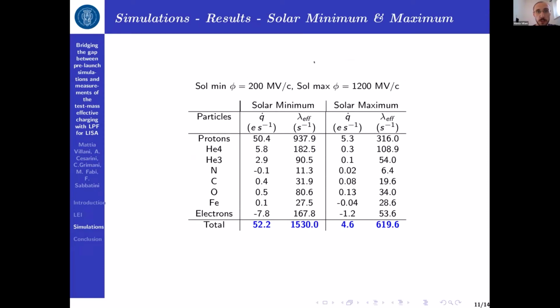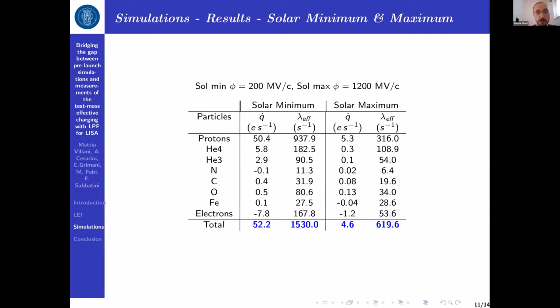Then we simulated the solar maximum and solar minimum, considering protons, helium-3, helium-4, nitrogen, carbon, oxygen, iron, and electrons. We see that in the net charge, the largest contribution is from protons, then follows that from helium, and a large negative contribution from electrons, which essentially erases that of helium. So in the end, the charging was about that of protons.